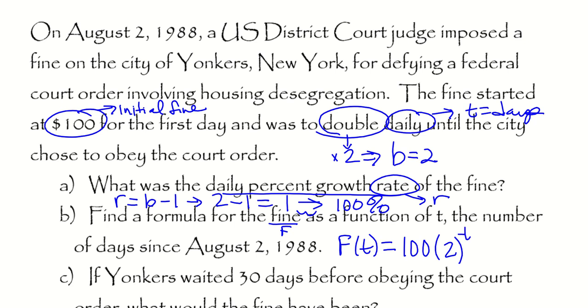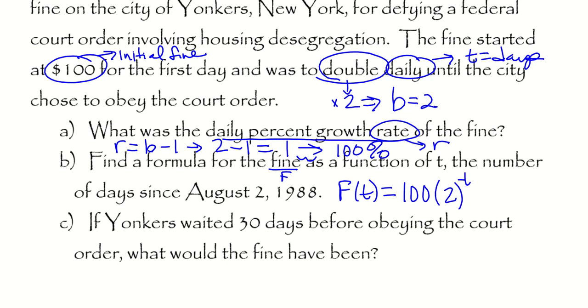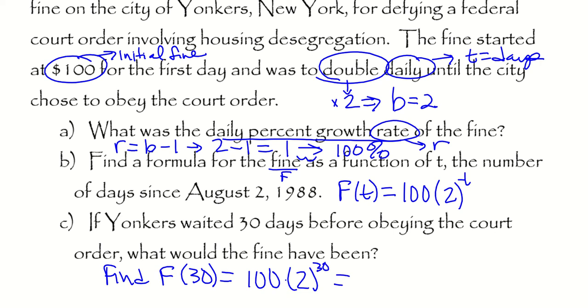So the next question says, if Yonkers waited 30 days before obeying the court order, what would the fine have been? So this is asking me to find what the fine is after 30 days. So I'm finding f of 30, which is going to be 100 times 2 to the 30th. I evaluate that, and this is the number I get. I get 107,374,182,400, and that is in dollars.